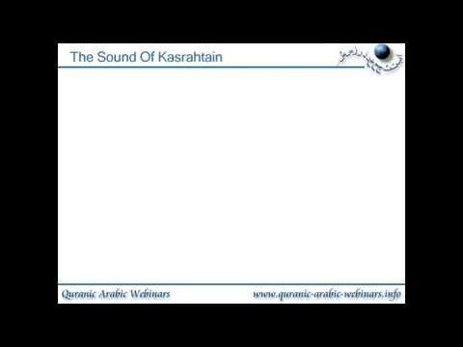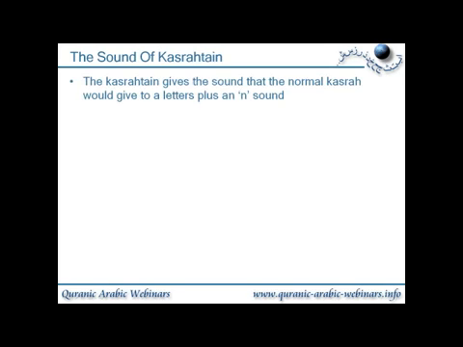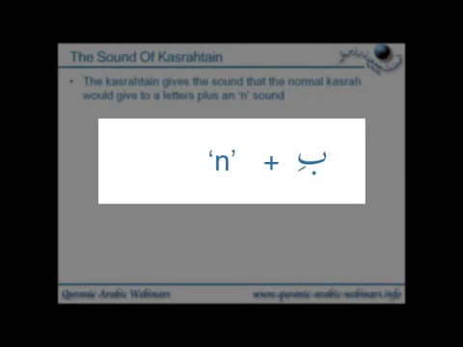The sound of Kasrahtain. The Kasrahtain gives the sound that the normal Kasrah would give to a letter plus the N sound. Here we have the letter Ba with Kasrah giving the sound B. Adding an N sound to it, we get Bin. So a letter with Kasrahtain underneath it will give the sound of Bin.